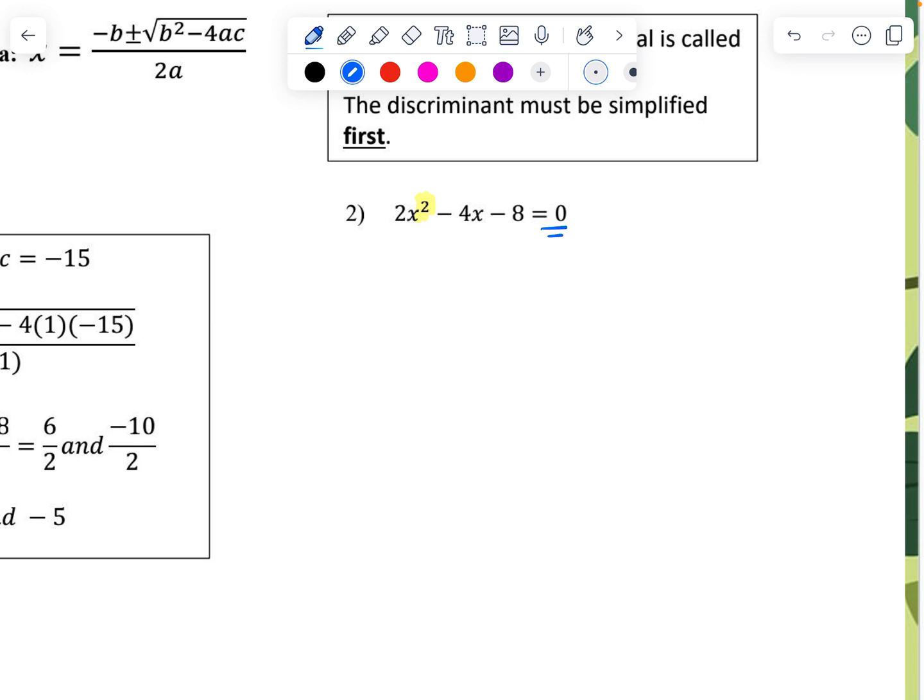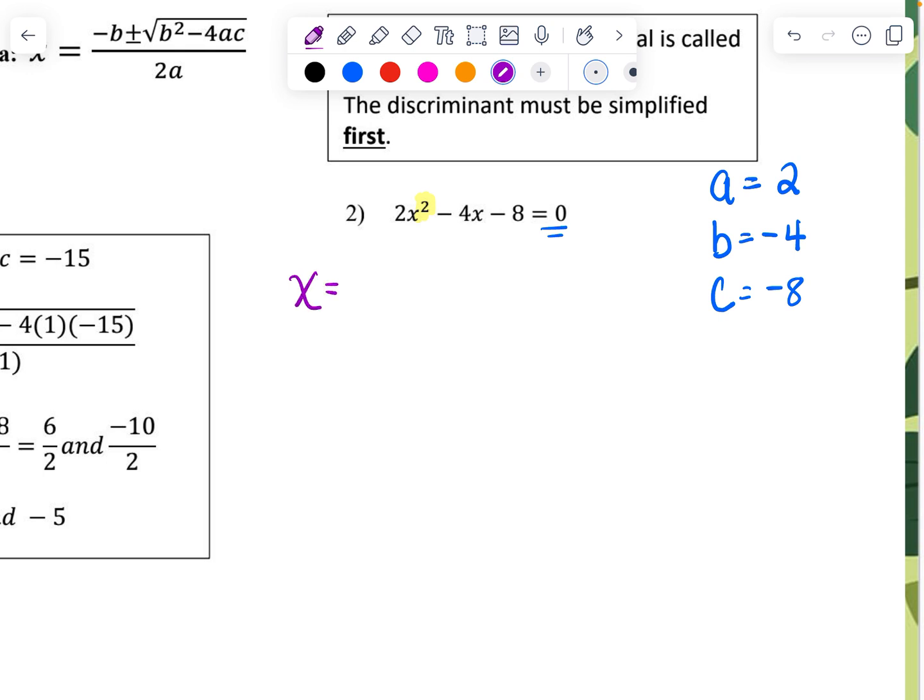Here's how I use the quadratic formula. I identify my A, my B, and my C. So A is 2. This is written in standard form: x squared, x, constant. B is that middle term, that -4, and C is that -8. I want to be really careful with my positives and negatives.